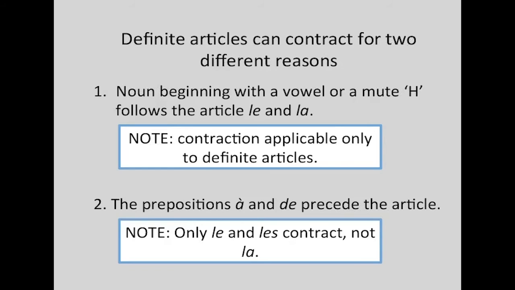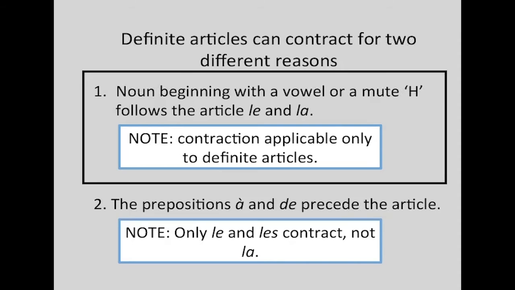Before proceeding to the second group of French contractions, let me review the contractions of definite articles. Definite articles can contract for two different reasons. The first case is when a noun beginning with a vowel or a mute H follows the article le and la. The final letter of the article is dropped and replaced by an apostrophe. This contraction, however, is applicable only to definite articles.